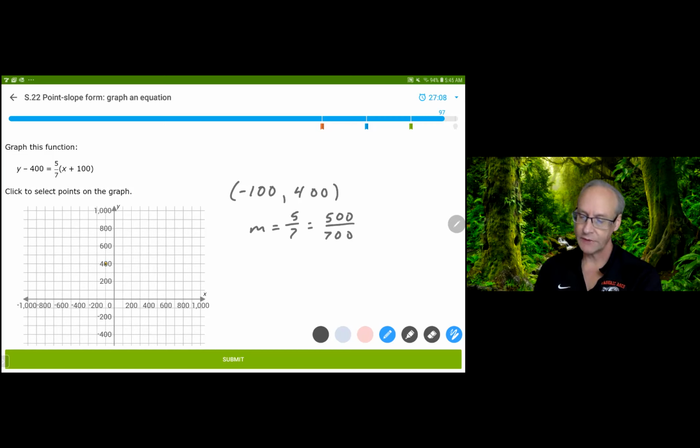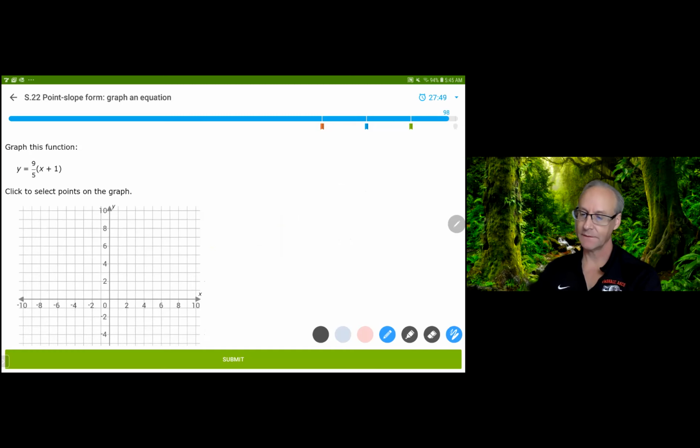And I'm going to go up 500. 1, 2, 3, 4, 5. And over 7. 1, 2, 3, 4, 5, 6, 7. And I am actually going to check my value because I'm too close to the end. That's 1100. Oops, 1100 I said. What am I doing? Hang on. I want to go up 500, which is going to put me at 900. There it is. And I'm going to go up 700, which is going to put me at 600. So I should be at 600, 900. And I am. And I should be at -100, 400.